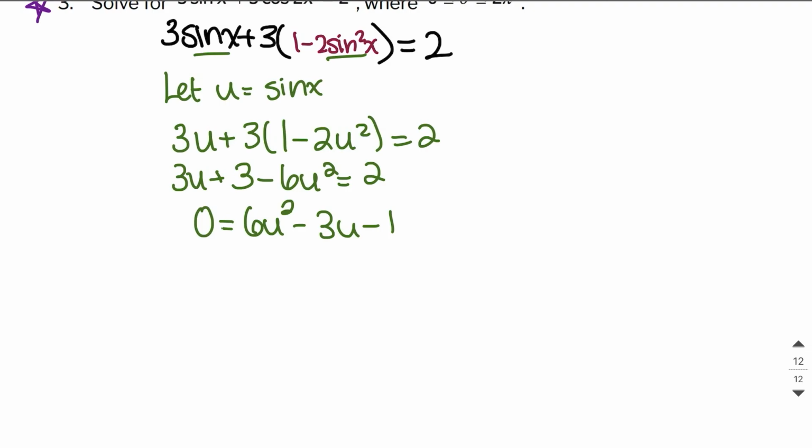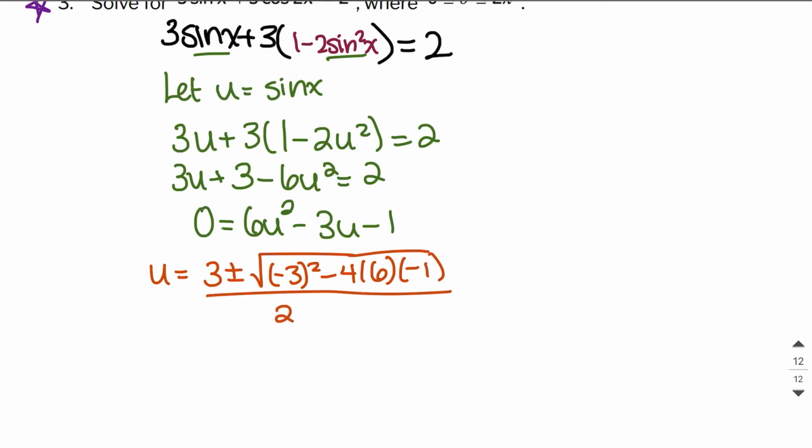So because factoring doesn't work, I would try to use the quadratic formula. So here I would say u equals 3 plus or minus the square root of b squared, which is negative 3 squared, minus 4 times 6, which is a, times negative 1, which is c, all over 2 times 6.